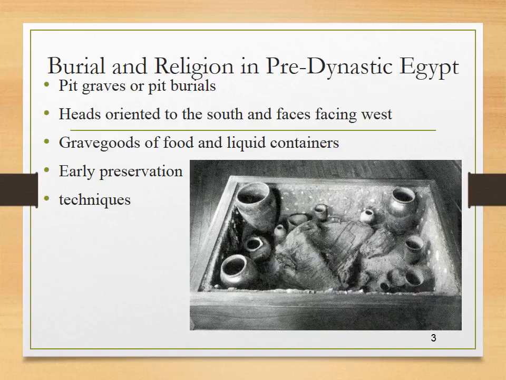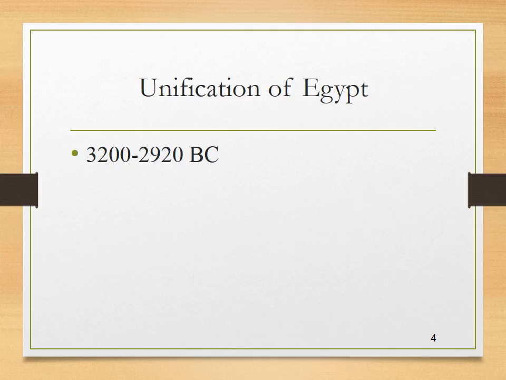Another thing too, you've got early preservation techniques. It's a little hard to tell from this picture, but this body actually has a cloth laid over it. In these very early burials, essentially the sand is desiccating the body. Later on they start playing around with different chemicals, and of course at the high points in Egyptian history, they're taking organs out and preserving them.